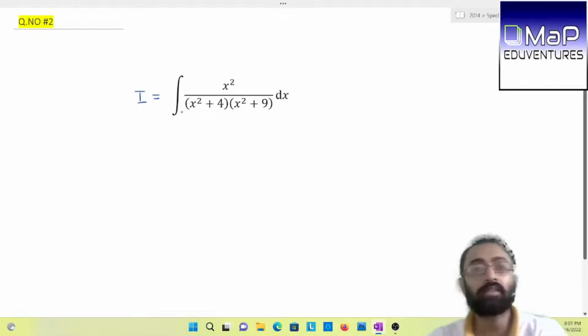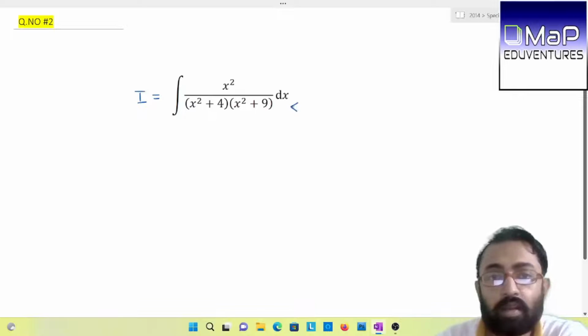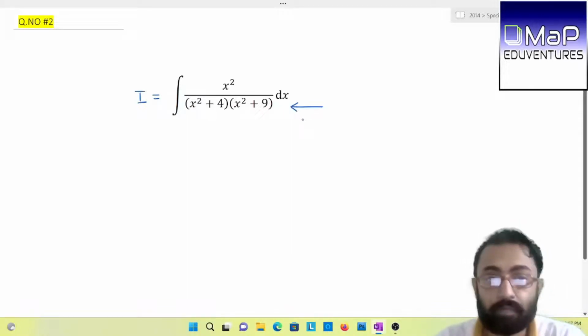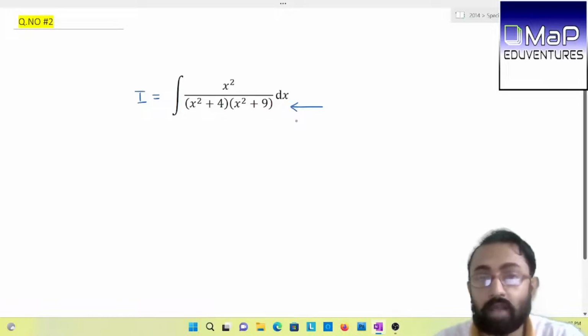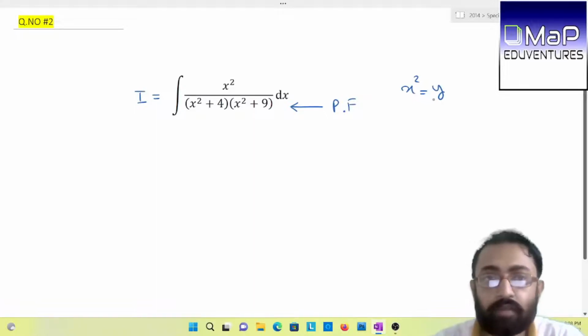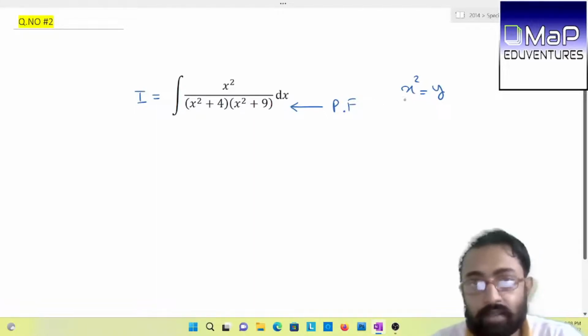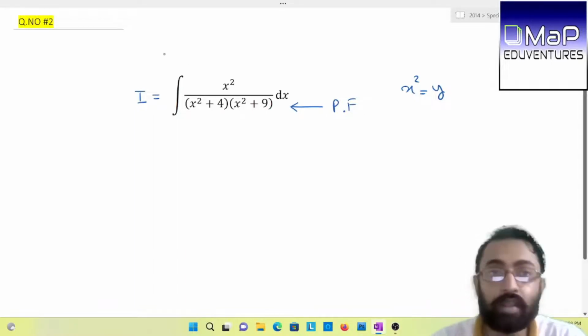Now, as you can see here, the denominator is in a factor form. Okay, so we have x squared plus 4 with the product of x squared plus 9. Now, due to this fact, one may think of taking this form to partial fraction. It can be done if you take x square equals say y, only for the expression, not as substitution, and you can reduce it to partial fraction, but we won't go in that way.